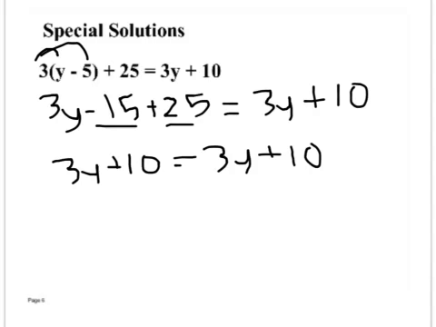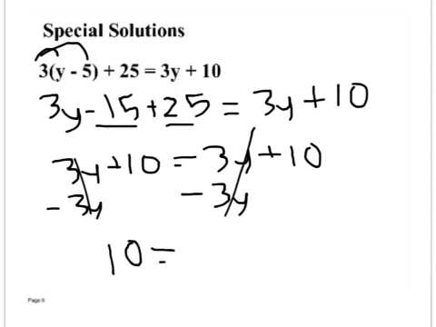I want to get the variables on the same side, so I subtract 3y to both sides. In doing so, cancels them both out, doesn't it? So all that's left on this side is 10. All that's left on this side is 10. Is this a true statement? Does 10 equal 10? It does. 10 always equals 10, right? They are equal. If they are equal, then this is our answer. All real numbers.